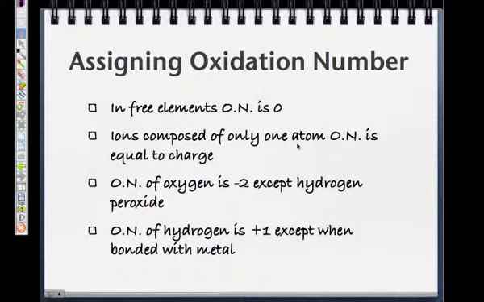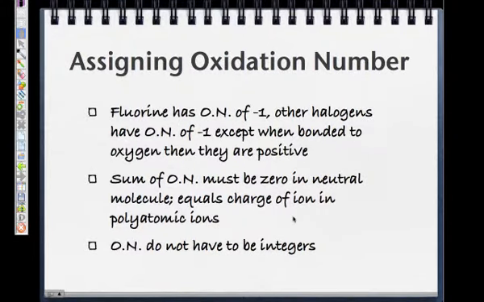The oxidation number of hydrogen is always +1, except when it's bonded with a metal. So if it's bonded with a metal, where are the metals at? Left of the stair-step line. If hydrogen is bonded to a metal, then it's going to be -1. Usually, it will almost always be +1 though. If it has a plus charge, is it a metal? Yes.